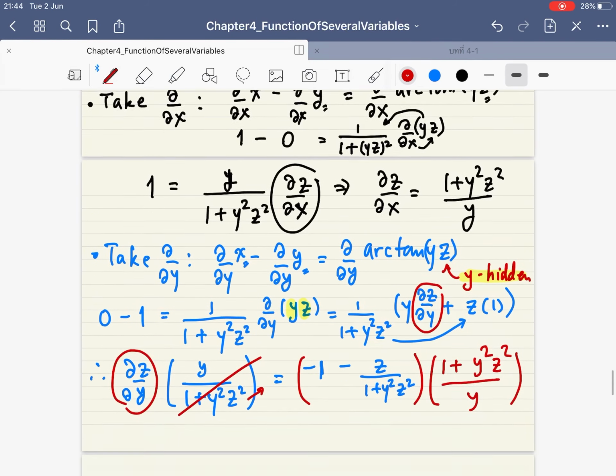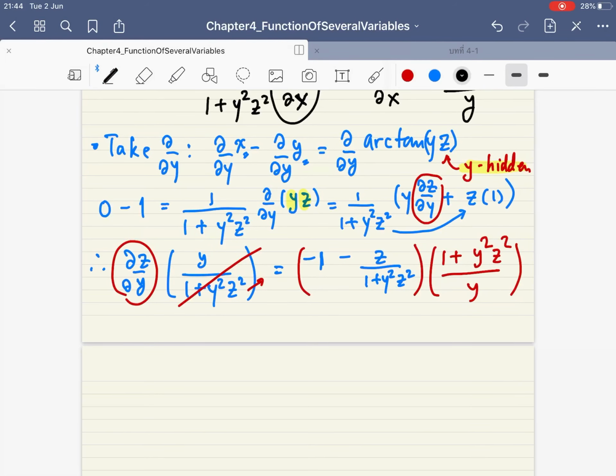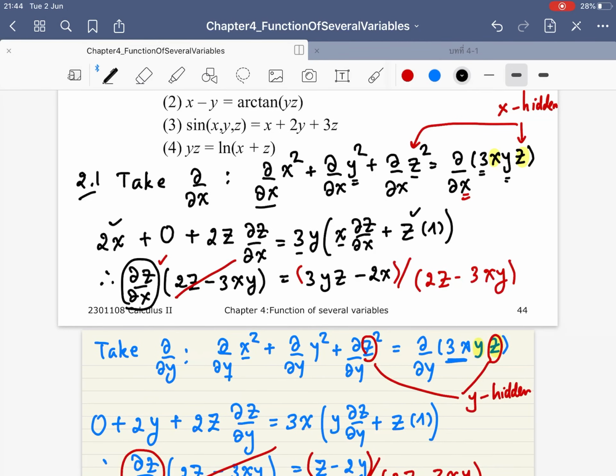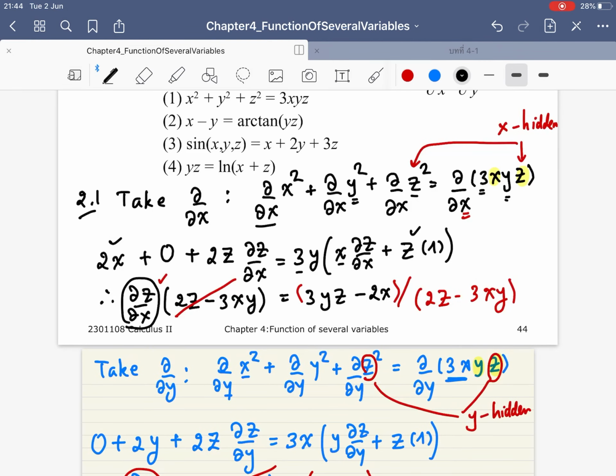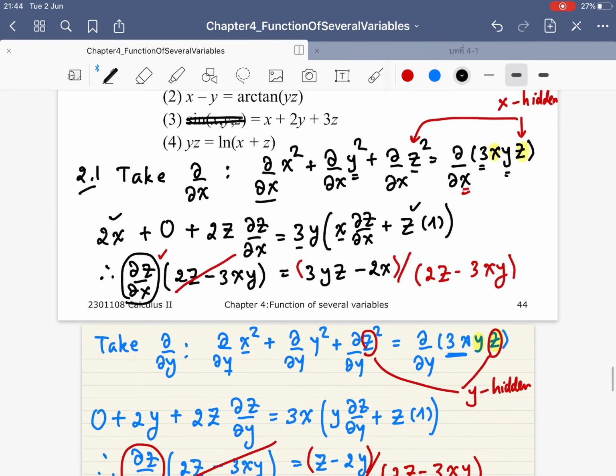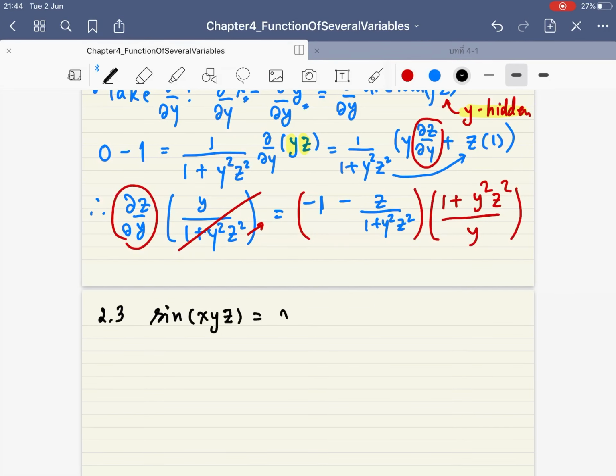So now let's go to 2.3. Let us copy it down first. I'm sorry, this is a typo. So I'll just write it down: sine of x multiplied by y multiplied by z equals to the right hand side, x plus 2y plus 3z. So if you want to find d by dx, you take it on both sides.